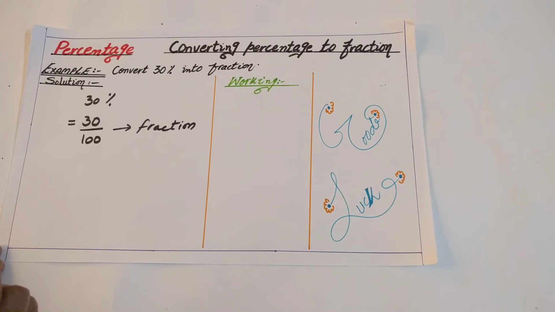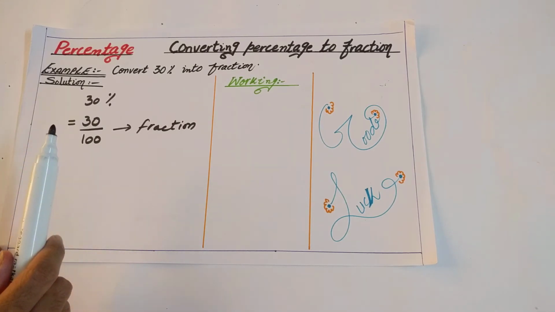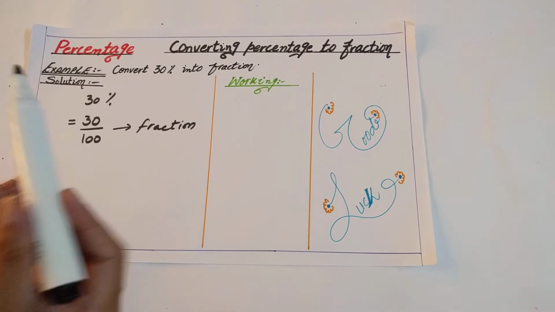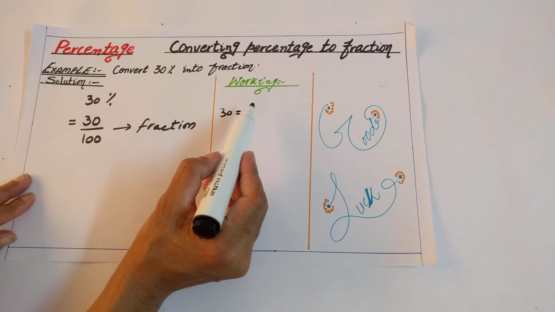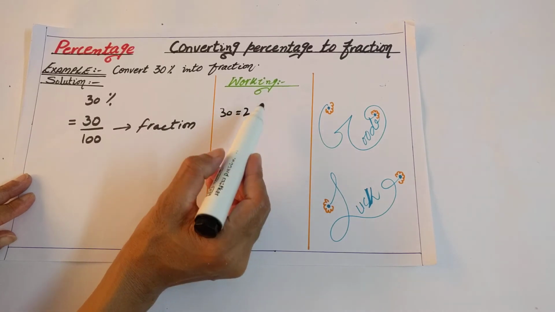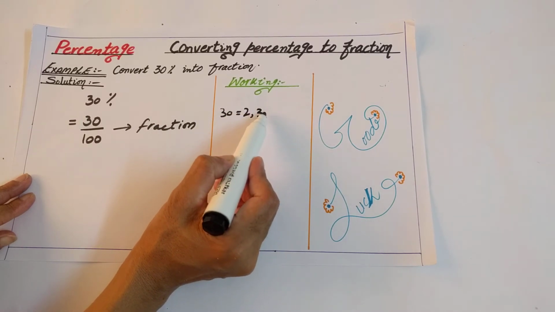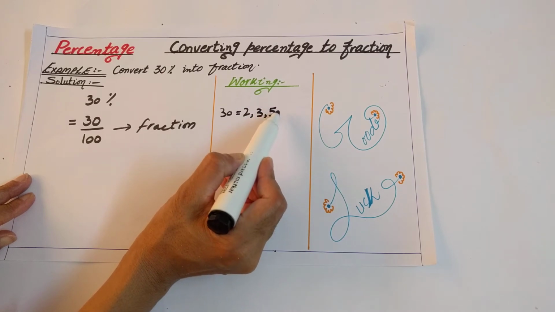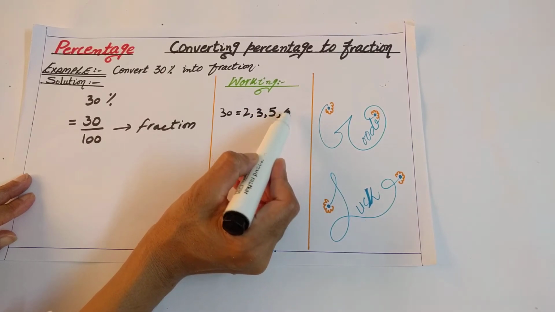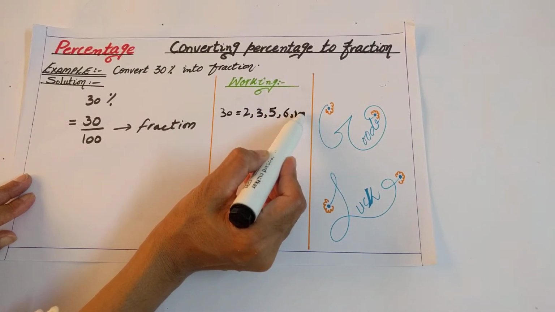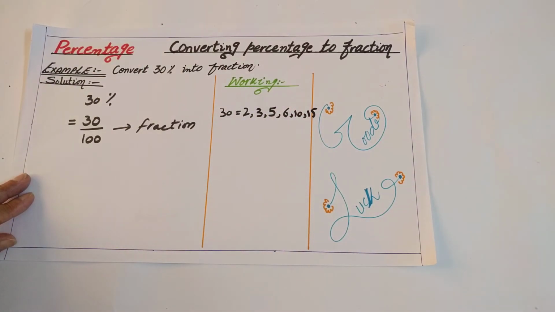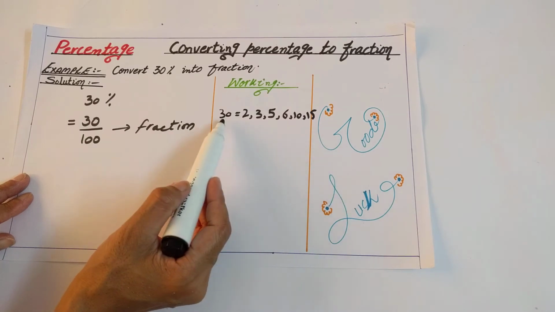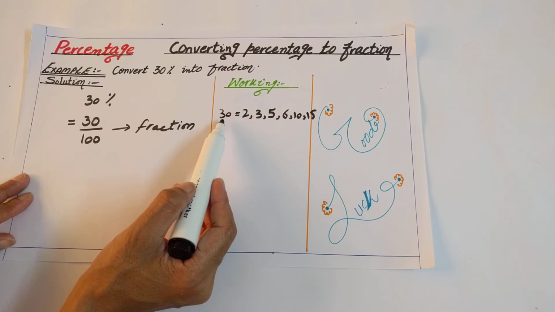So firstly you have to find the factors of 30 and 100. What are the factors of 30? The factors of 30 are 2, 3, 5, 6, 10 and 15. These all are the factors of 30. These all factors divide the number 30 exactly.